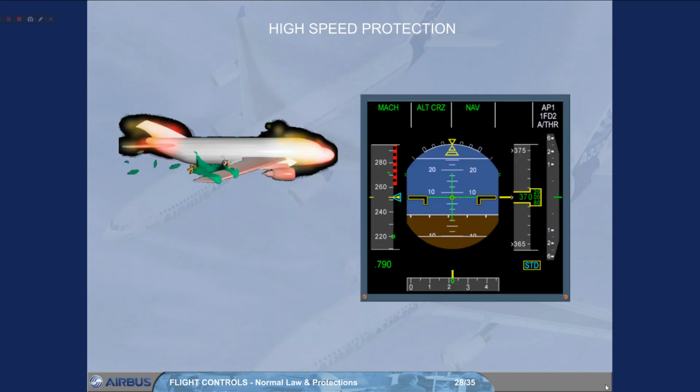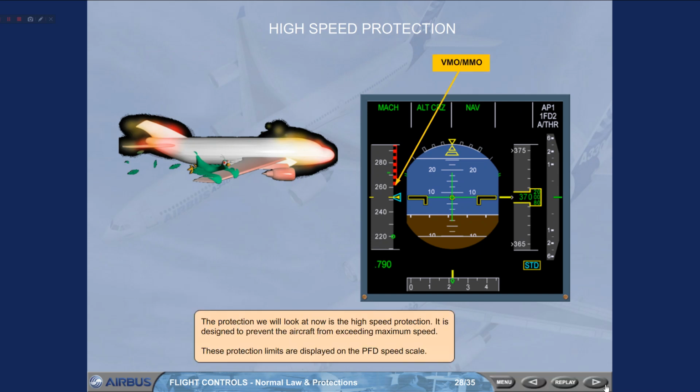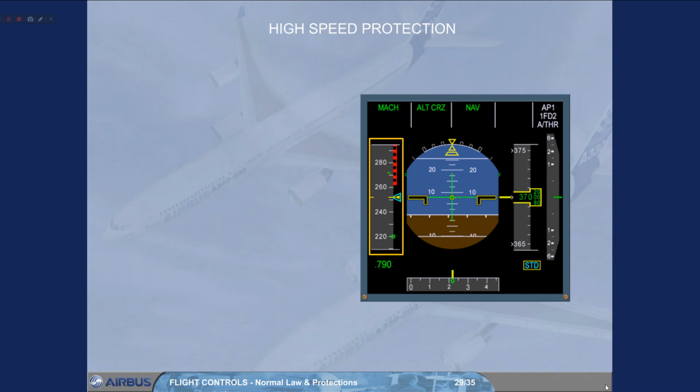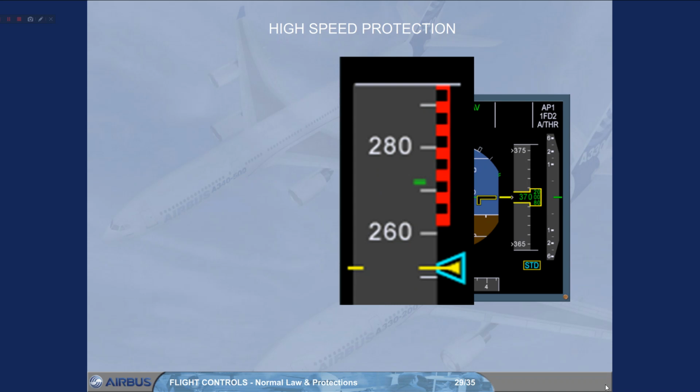The protection we will look at now is the high-speed protection. It is designed to prevent the aircraft from exceeding maximum speed. These protection limits are displayed on the PFD speed scale. VMO-MMO is shown as the bottom of the red and black barber pole. Green dashes indicate the speed at which the protection is activated.